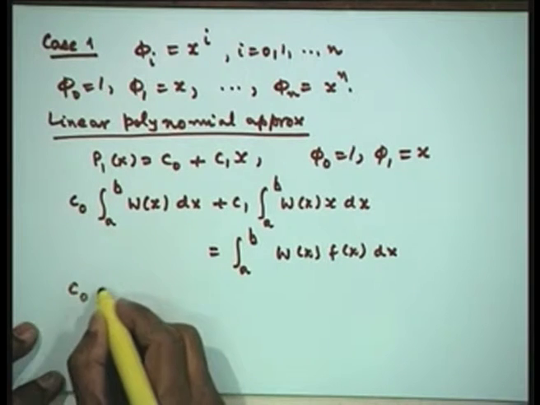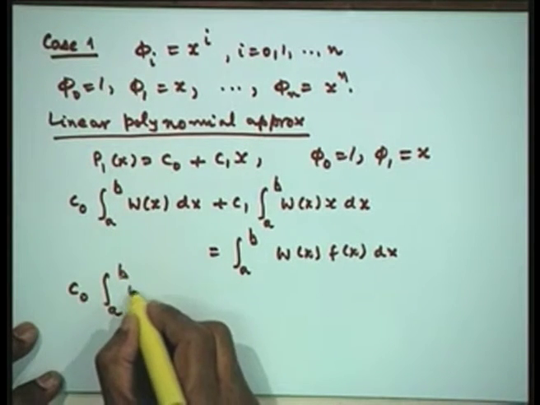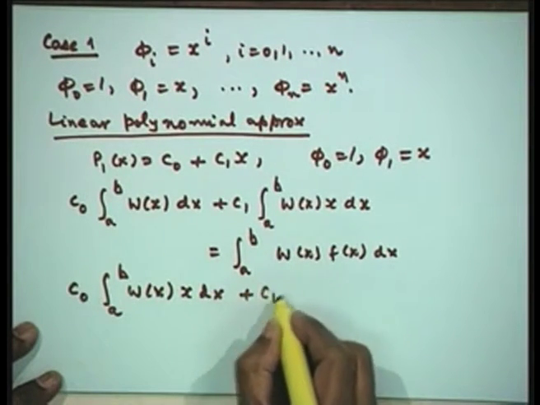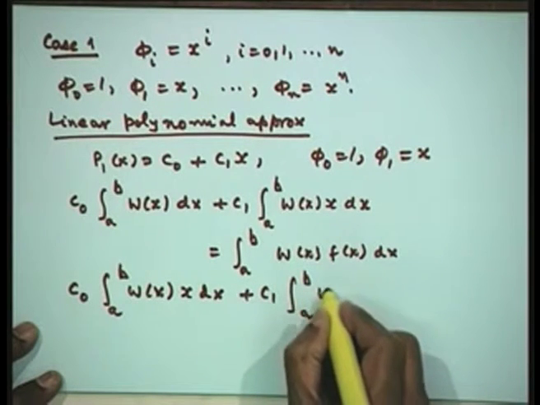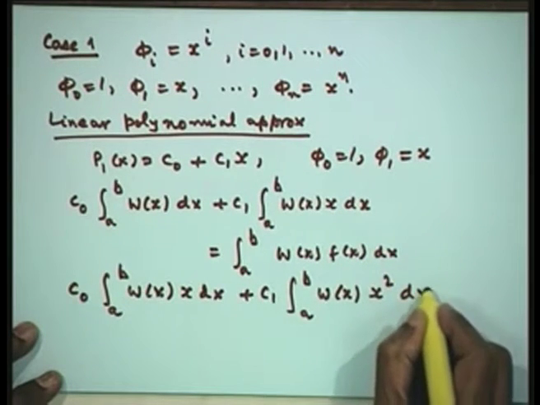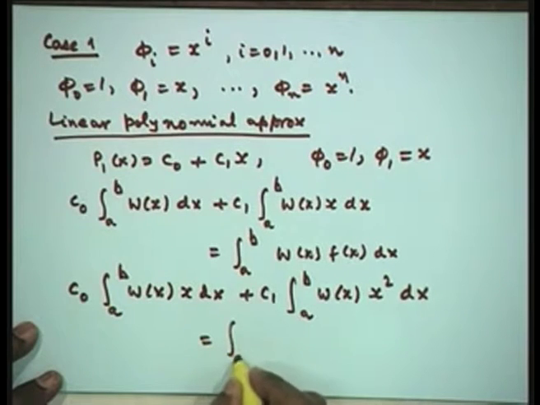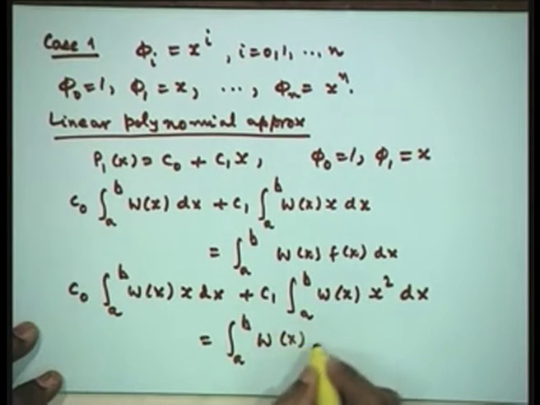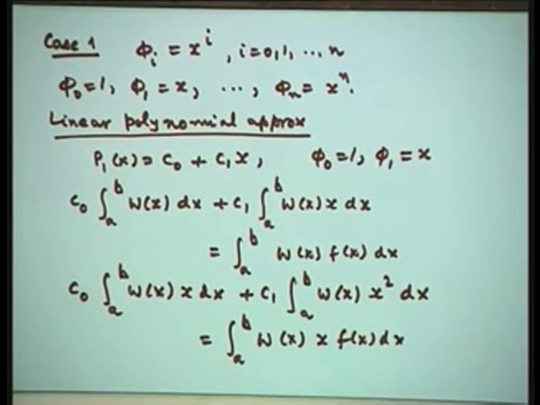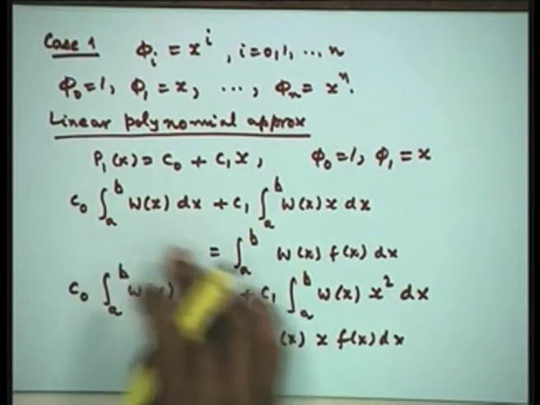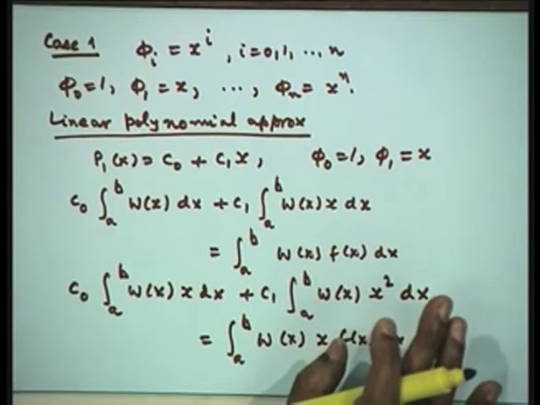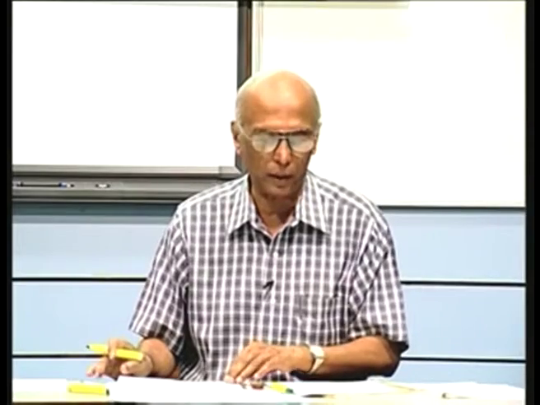and the second equation is c0 integral a to b w(x) x dx plus c1 integral a to b w(x) x square, phi 1 square is x square, dx, and the right hand side is integral a to b w(x) x f(x) dx. So, I just again have to evaluate these integrals, then solve for c0 and c1, and then we have the required linear polynomial approximation. I can again find out the total least square error also using this one.